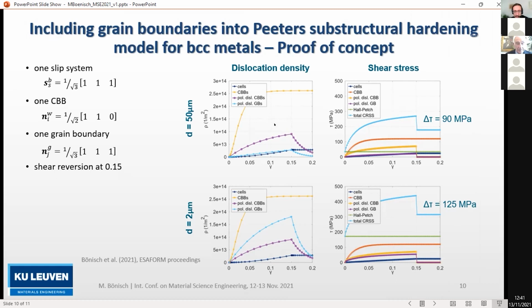Let's first have a look at how the dislocation densities evolve. We have here the four dislocation densities: the dislocation cells, the cell block boundaries, and the polarizing dislocations at the cell block boundaries and at the grain boundaries. We can see that the model behaves as we would like it to. That's already good news. At a larger grain size, we have a smaller contribution from the grain boundaries than at the smaller grain size. At a smaller grain size, we have many more grain boundaries, or the dislocation mean free path is much shorter, and therefore we also expect a higher strengthening.